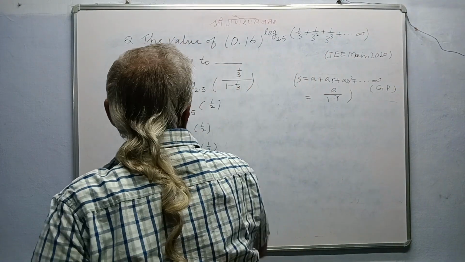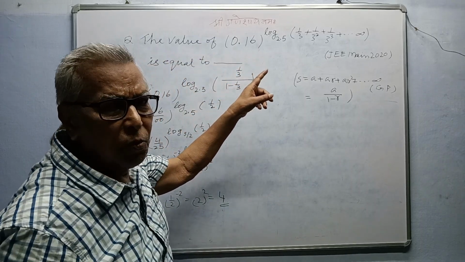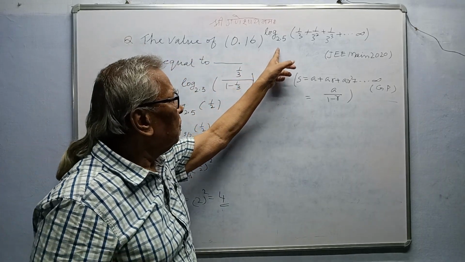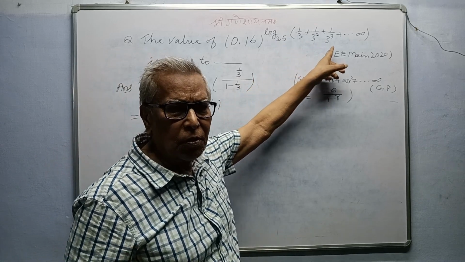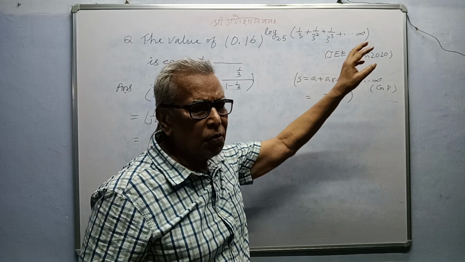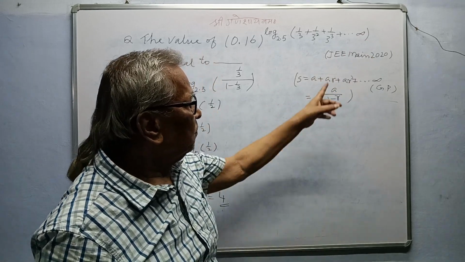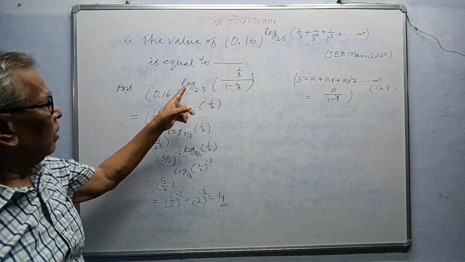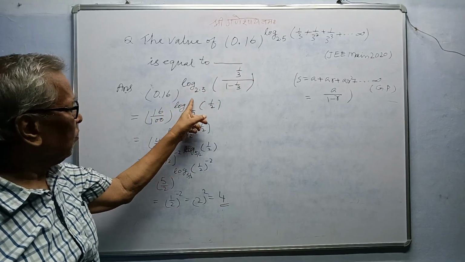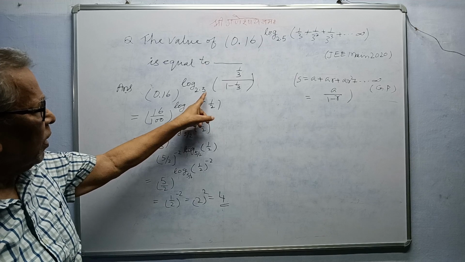Question is this. The value of 0.16 to the power log to the base 2.5 of (1 plus 1 by 3 plus 1 by 3 squared plus 1 by 3 cube plus dot dot up to infinity) is equal to 0.16 whole to the power log base 2.5.